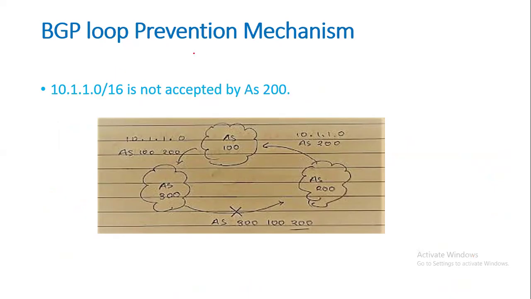Why is it needed? If we are talking about switching, we have seen that the spanning tree protocol avoids loops. Similarly in BGP, let's take an example: AS 200. What is the network?